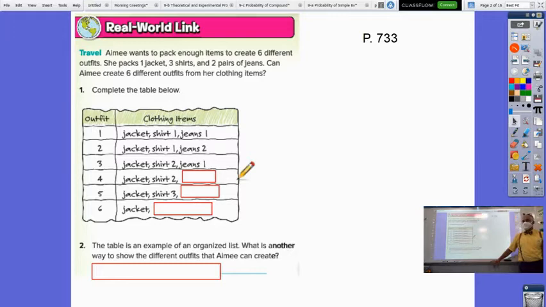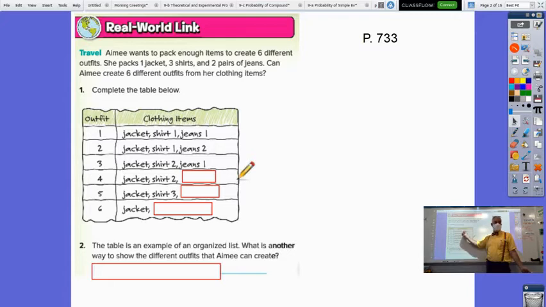The beginning of this, page 733, Amy is packing outfits. She has a jacket, 3 shirts, and 2 pairs of jeans. Can she make 6 different outfits with this combination of clothing? Well, one thing you do is just try to list out all the different outfits. Jacket is always there because she has no choice of jacket.